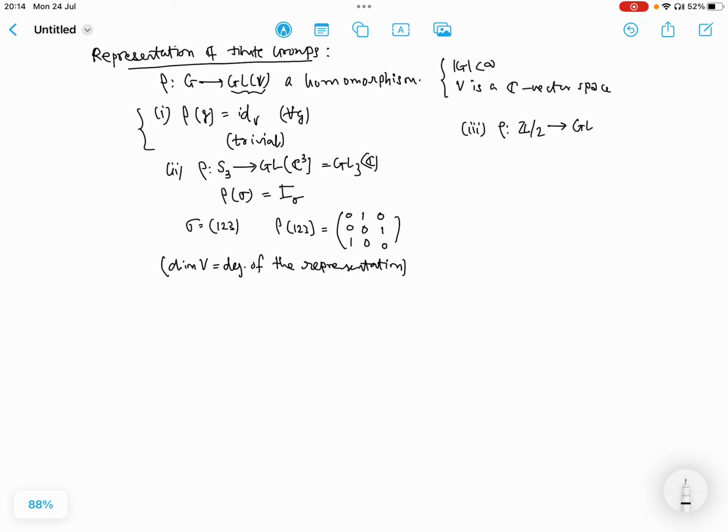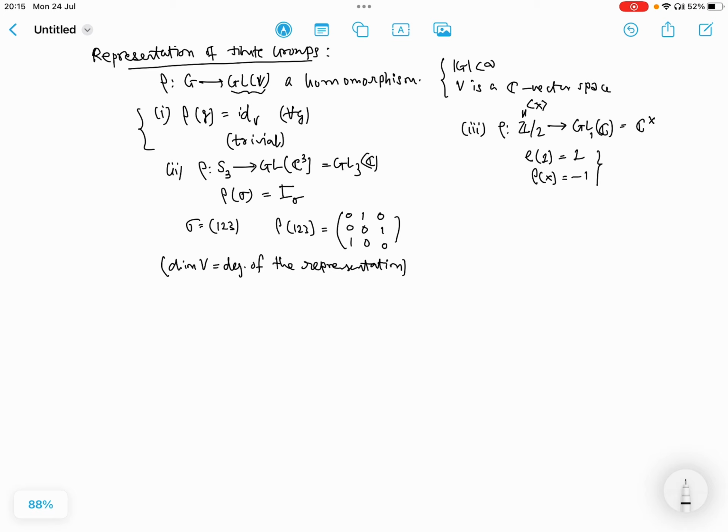So that is GL1(C), which is the same as C star, because we are taking all possible scalars, that is, one by one matrices except zero, because you have to take invertible elements. Let's take Z2 because it is a two element set, and say its generator is x. The identity element has to go to the identity, and you may send x to minus 1. This is also a representation, which is very easy to see.